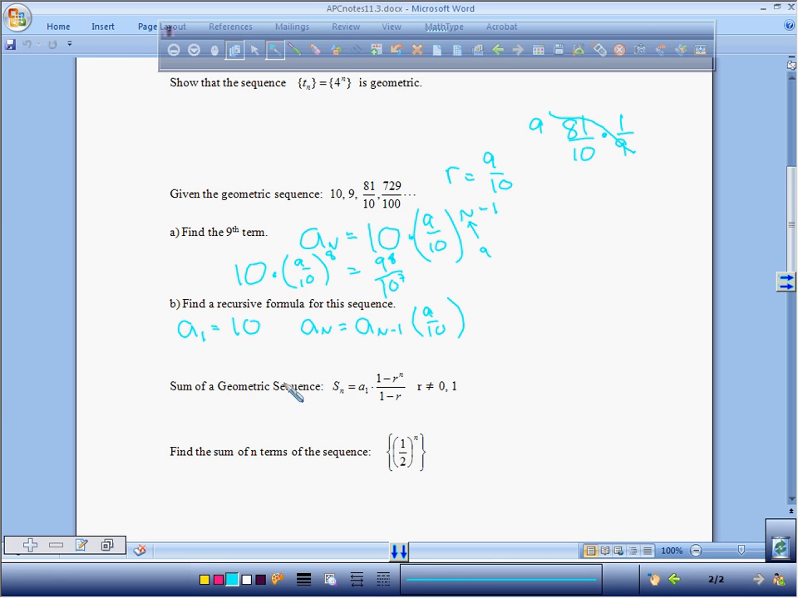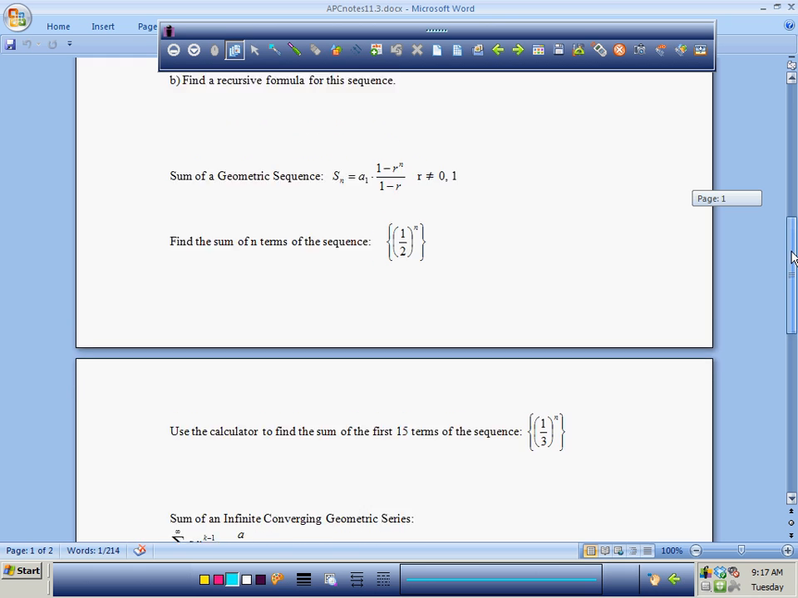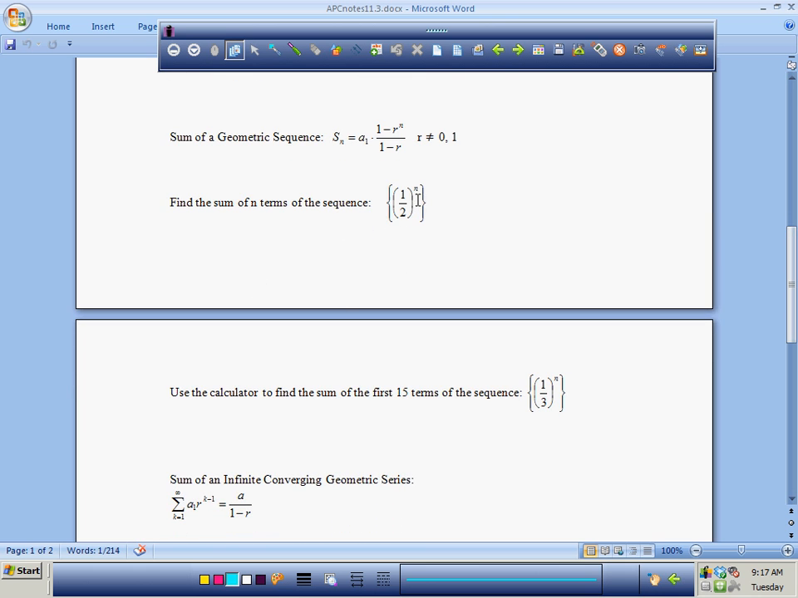So for geometric sequences, you have this nice formula for the sum of a geometric sequence where r can't be 0, because then you wouldn't be multiplying it by anything. If r is 0, then it'd just be 1 over 1. So the sum of any geometric sequence is the first term times this. So how does that work? All you do is plug and chug into this formula here.